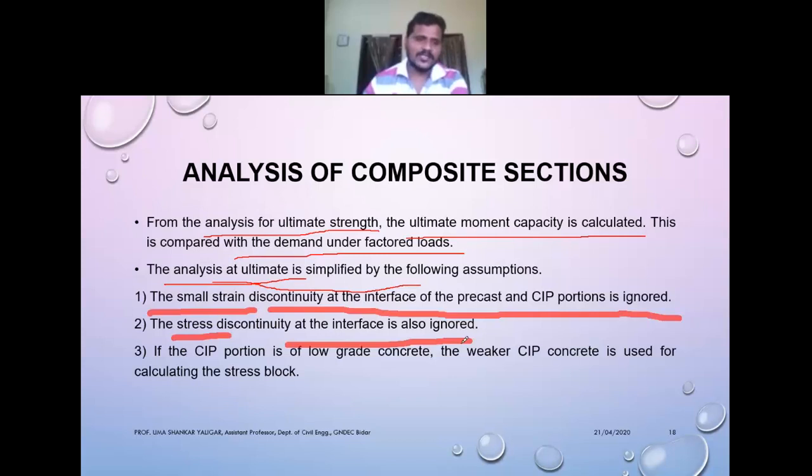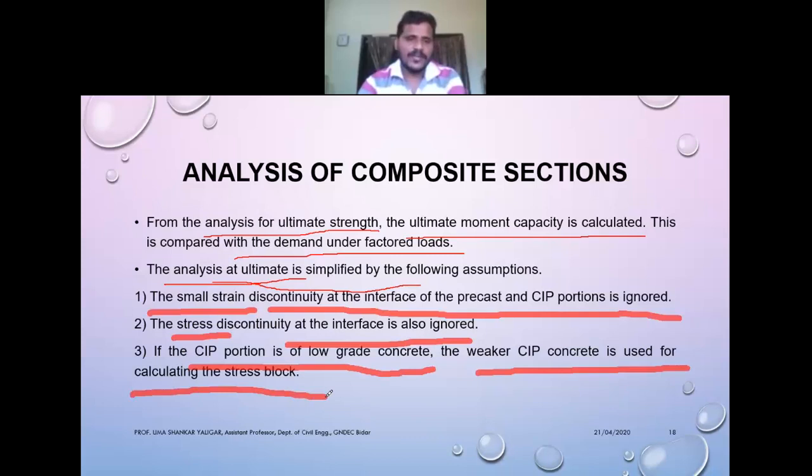And the third one is what? If the CAP portion is a low grade of concrete, then the weaker CAP concrete is used for calculating the stress block. Whenever the cast in place portion is a lower grade of concrete, then you can use that grade to calculate the stress block. You have to use the fck value related to the CAP portion, the cast in place portion, or the top flange as per the condition.